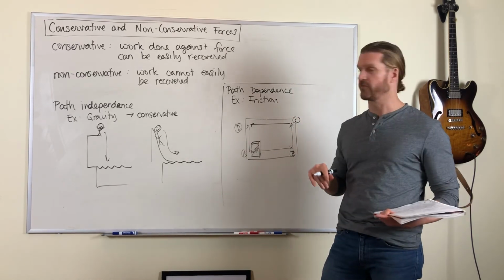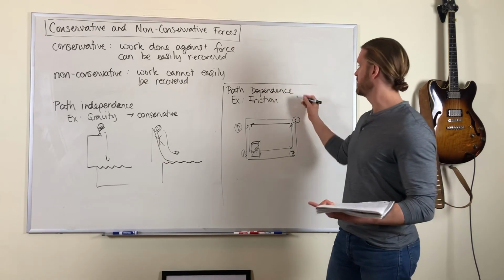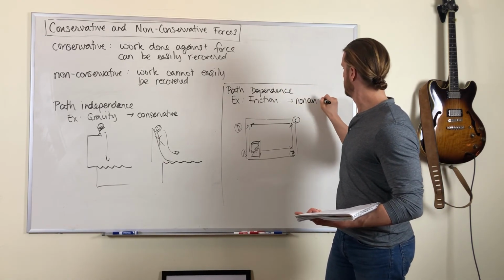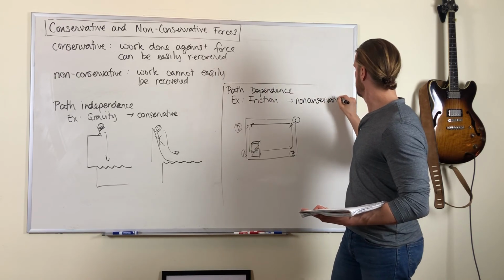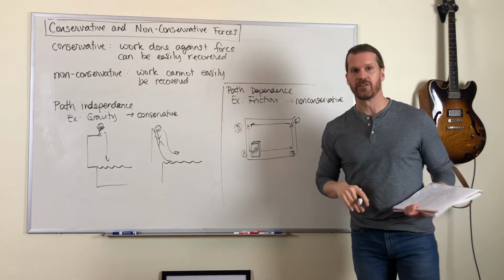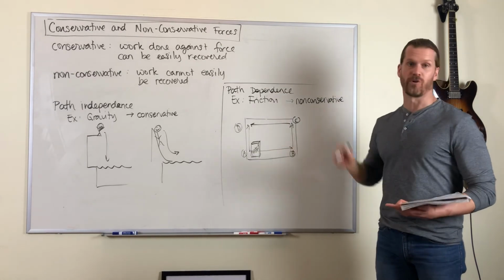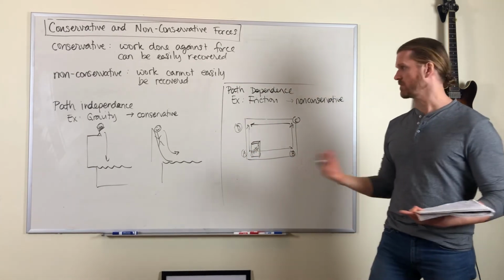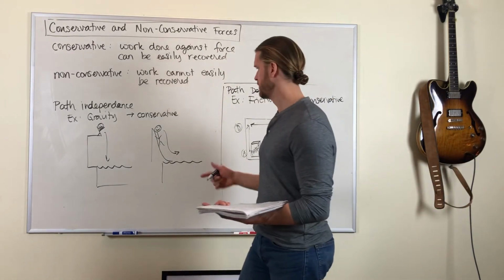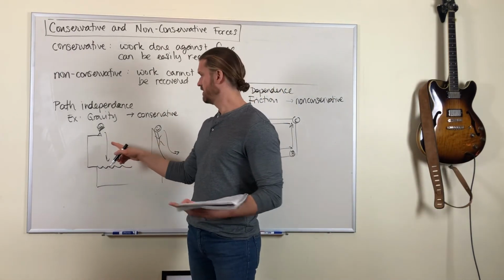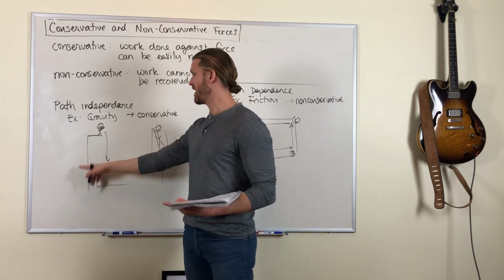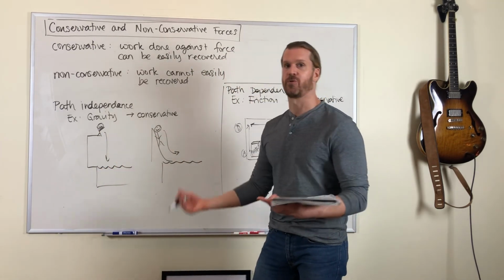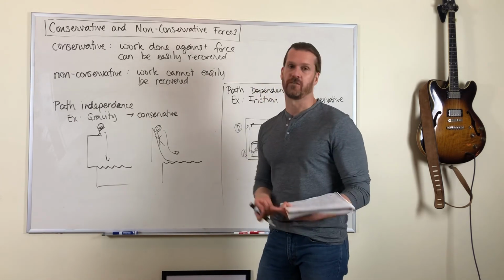So friction force, which is non-conservative, means that it takes more work to go on a longer path than it does to take the shorter path. Whereas gravity, which is conservative, the work done against gravity doesn't depend on the path. No matter how you climb up the ladder, no matter how you jump off the diving board or go down the slide, the work done is the same.